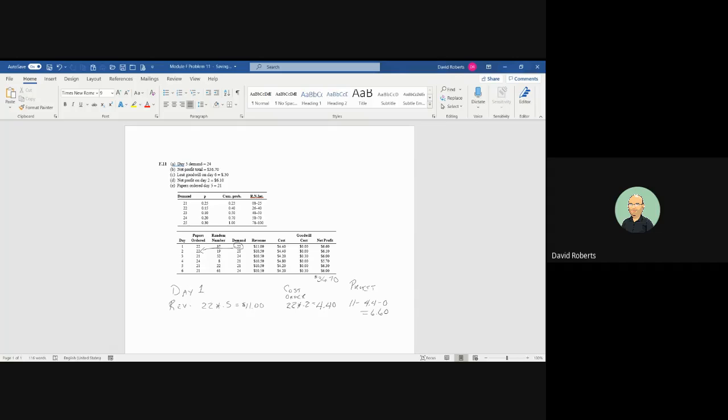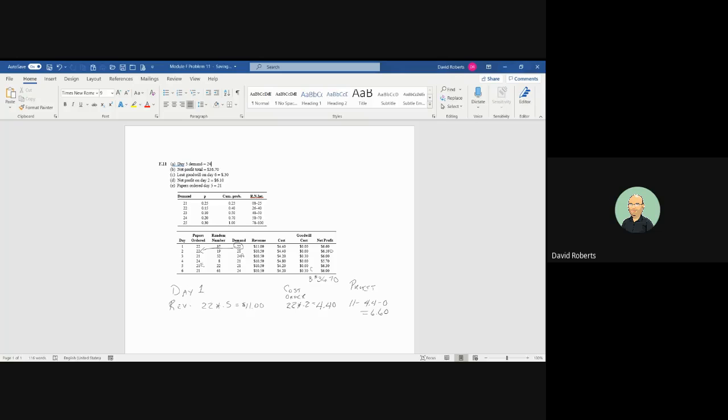Lost goodwill on day 6. So this is the answer for C. This is the answer for B. And this is the answer for A, if that makes things a little bit more clear. The profit on day 2. This is the answer for D. And the newspapers ordered for day number 5. This is the answer for E.